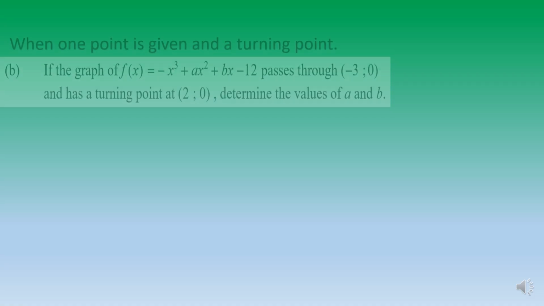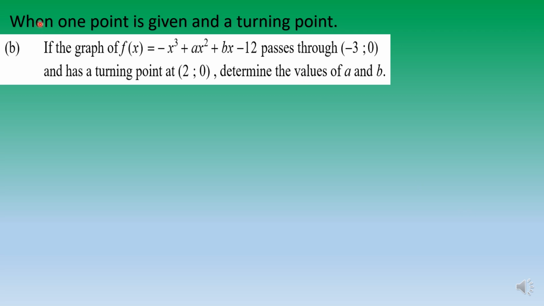Now, let's take a look at the question, where one point of the graph is given and the turning point is also given. If the graph of f is defined as f(x) = -x³ + ax² + bx - 12, and the graph passes through the point (-3, 0), and it has the turning point (2, 0), then how do you determine the values of a and b? So which are the parameters that are found in the graph f(x)?